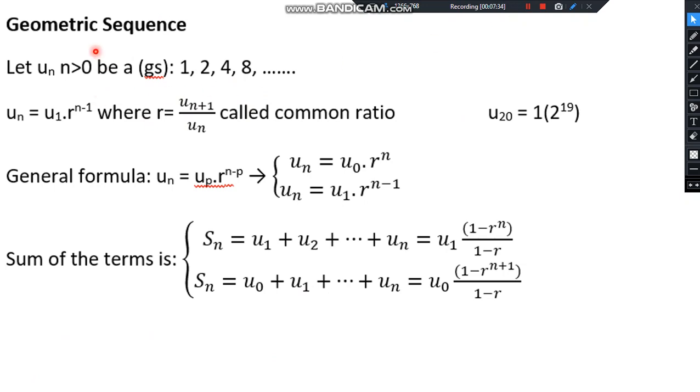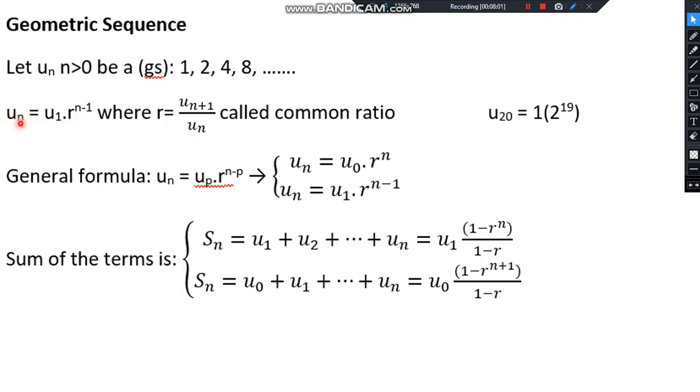Now geometric sequence, you are multiplying by the same number. So I'm multiplying by 2. 2 times 2 is 4. 4 times 2 is 8. You can realize 2 over 1 is 4 over 2 equals 8 over 4. So the formula for r is what? It's called common ratio. In arithmetical sequence, common difference, you do un plus 1 minus un. Here in geometric sequence, to find r you do un plus 1 over un.